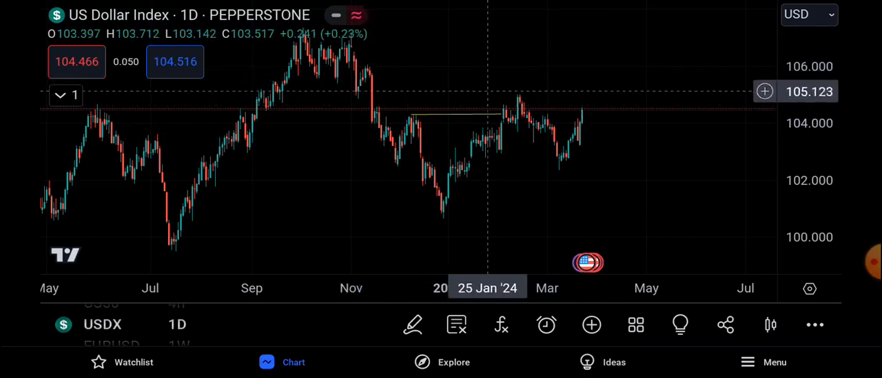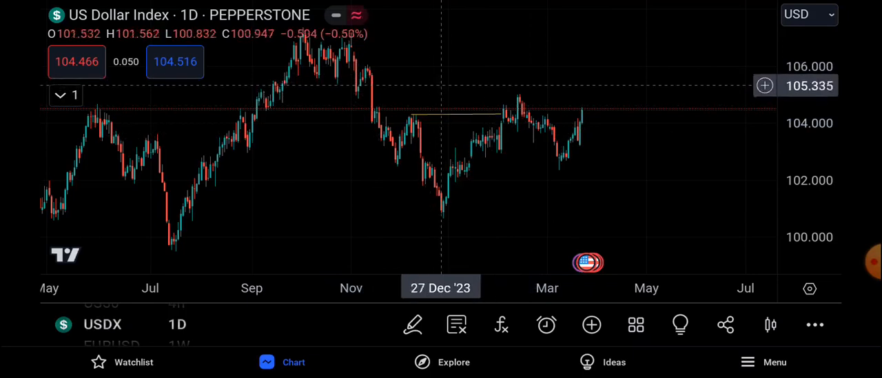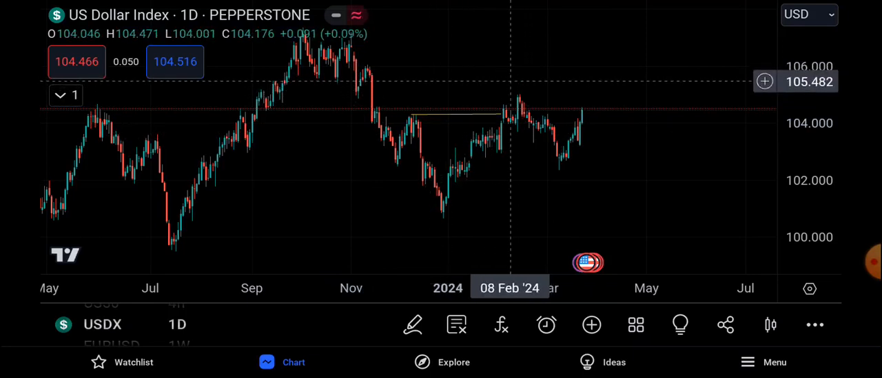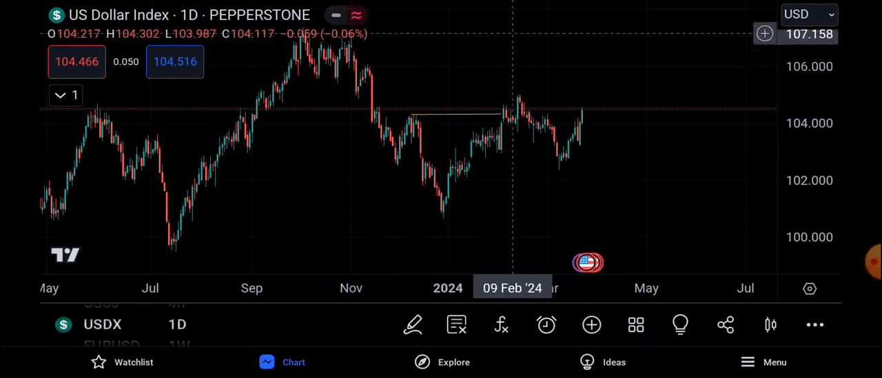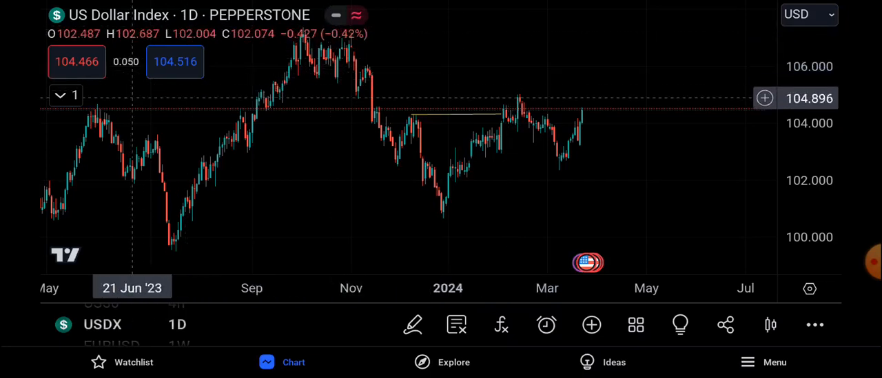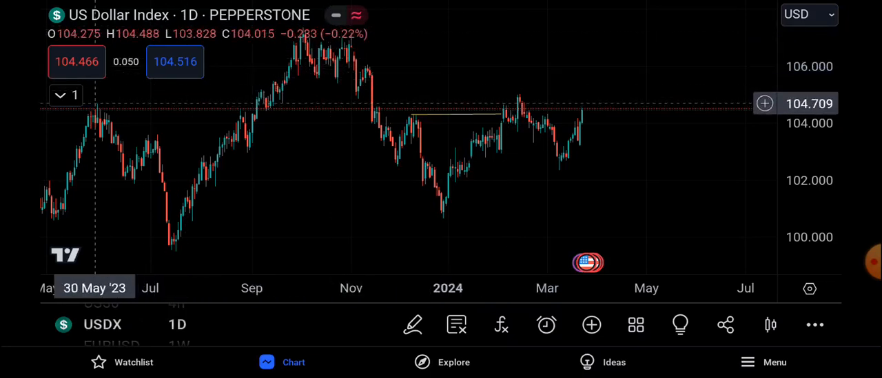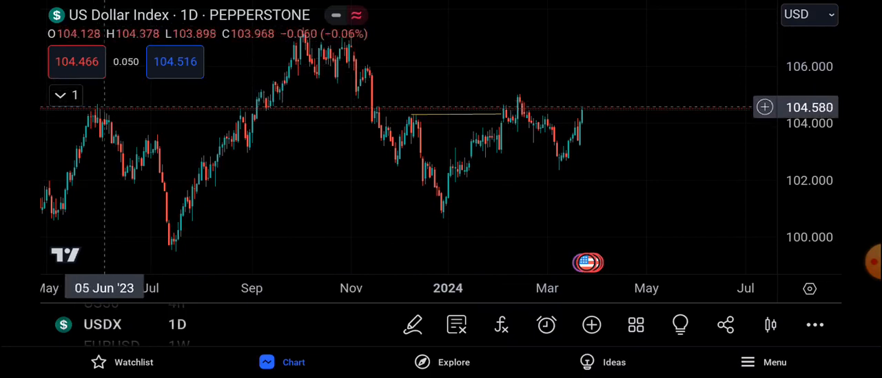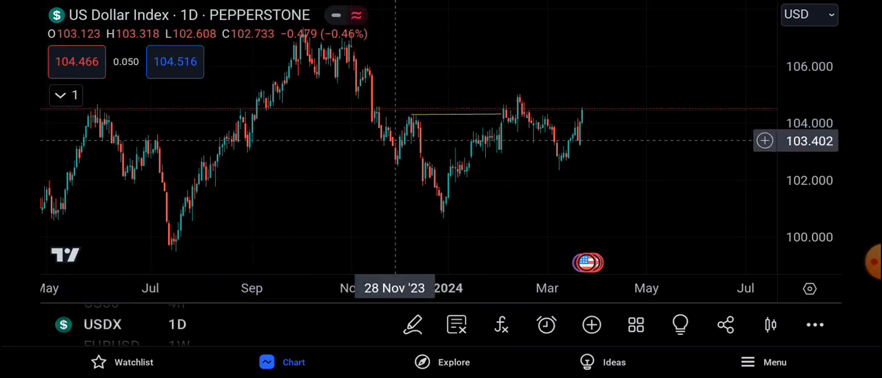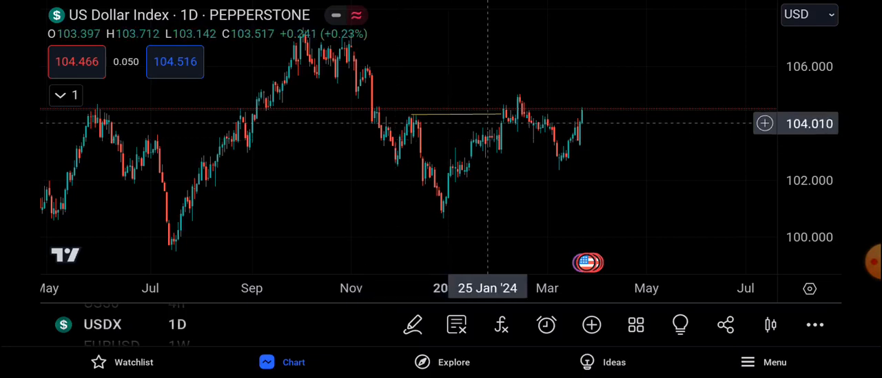So we could see price maybe just take liquidity here, push slightly higher, or possibly take this high, being that we took a high on this side. We broke market structure or shifted on this side. So for the DXY, I am bullish for now.